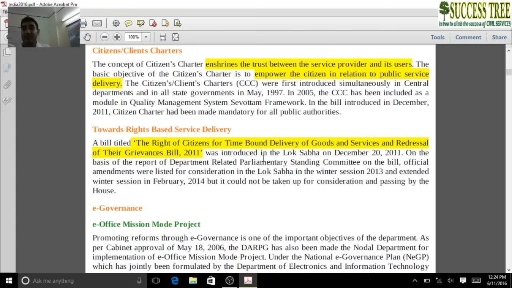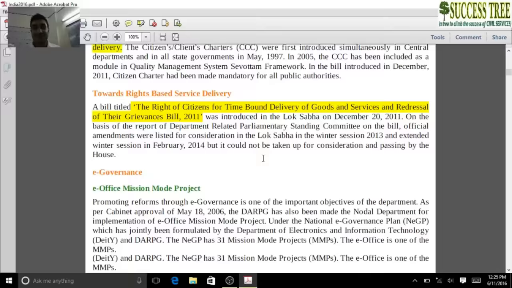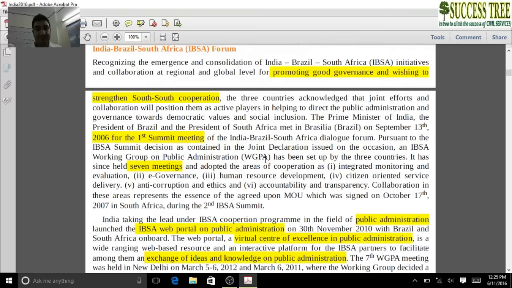It means every citizen will now have the legal right to get the delivery of goods and services in a time-bound, stipulated time manner, and in case they don't get it, grievance redressal. The second part is redressal of their grievances. So this bill can give legal rights to the citizens. In that case they can approach court as well, or they can demand directly from the government, saying this is our right given by the parliament. So just try to remember this bill from the mains perspective. This is important, not for the prelims.